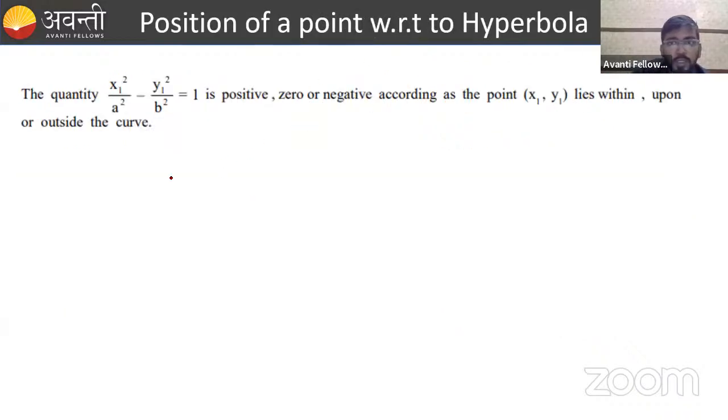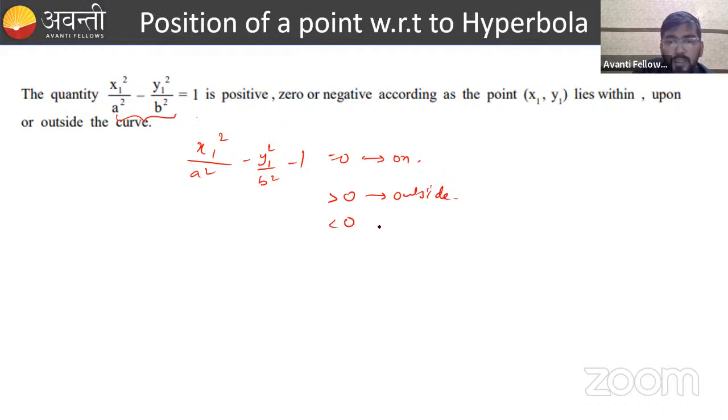Now, position of a point with respect to hyperbola. We all know how the position of a point with respect to ellipse was defined. Similarly, the position of the point with respect to hyperbola will also be defined. If x1 square by a square minus y1 square by b square minus 1 is 0, then it is on the hyperbola. If it is greater than 0, then it is outside the hyperbola, and if it is less than 0, then it is inside the hyperbola. So these are the points that we have to remember.